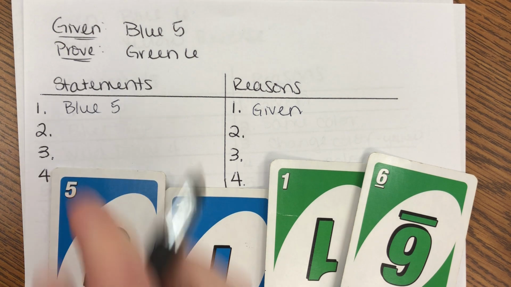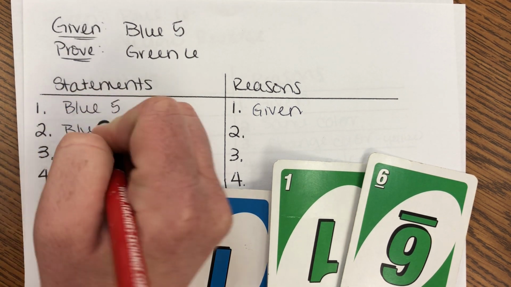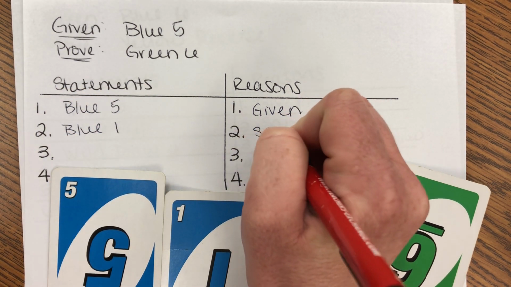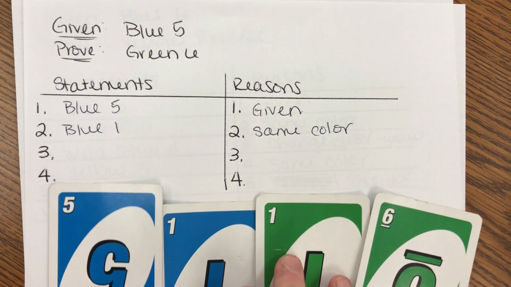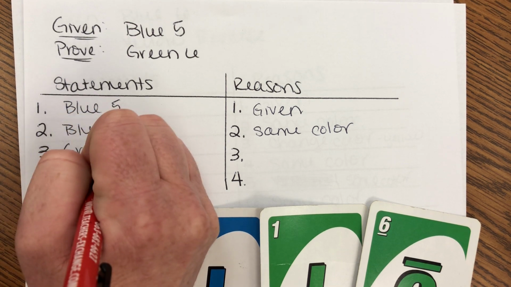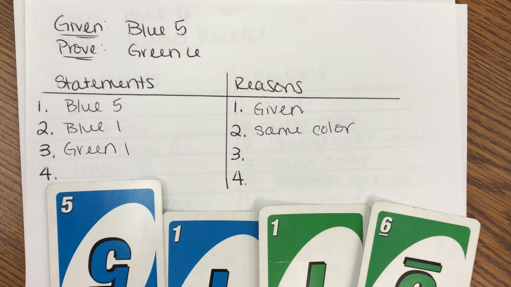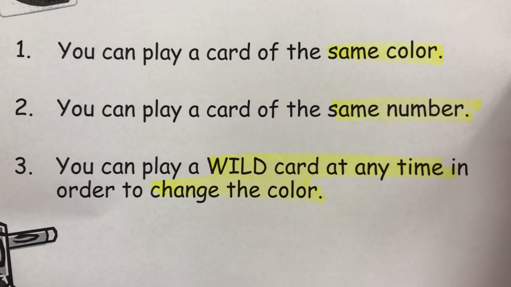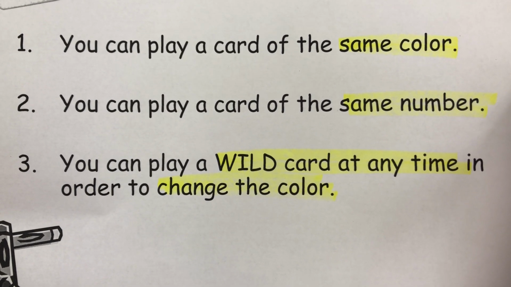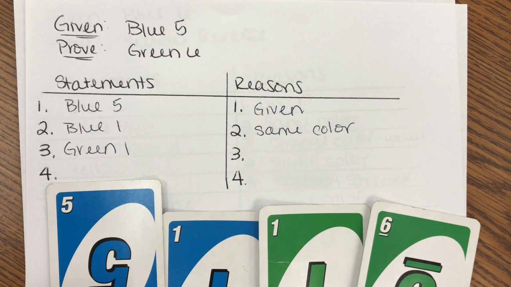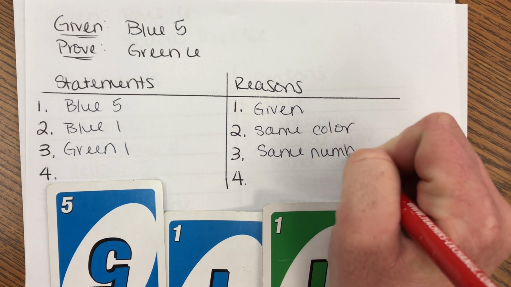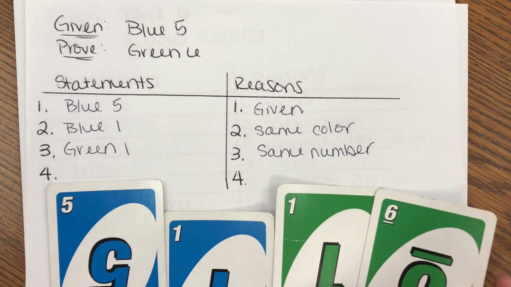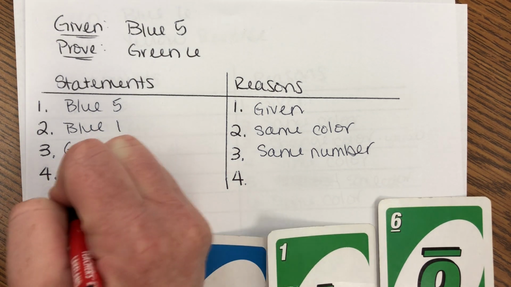The next card I used was a blue 1 because they're the same color. The next card I used was the green 1 because that middle rule that I had here was that I could play the same number. These are my 3 rules. Same color, same number, or a wild card to change the color. So the green 1 was the same number. And then lastly, I had this green 6.